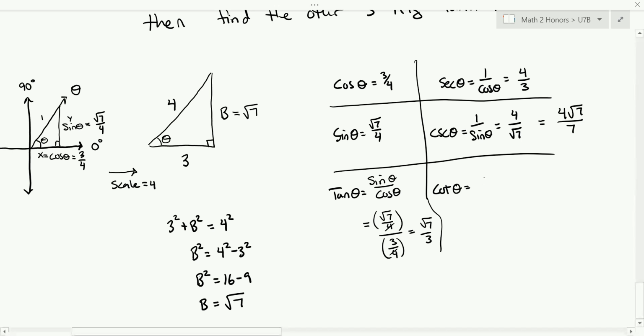And then for cotangent, I get 1 over tangent. So that means flip your tangent over. 3 over root 7. And again, can't have a radical in the denominator. So 3 root 7 over 7.